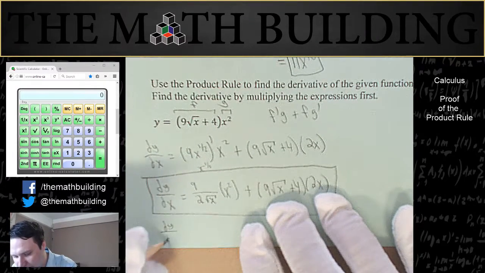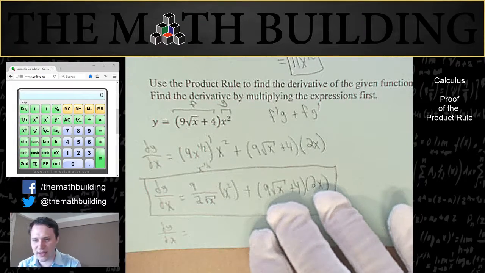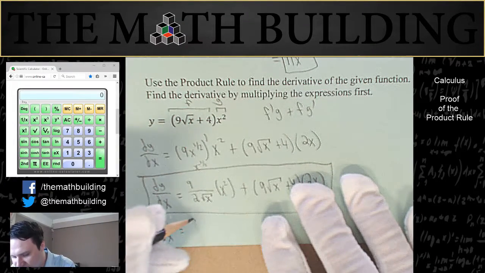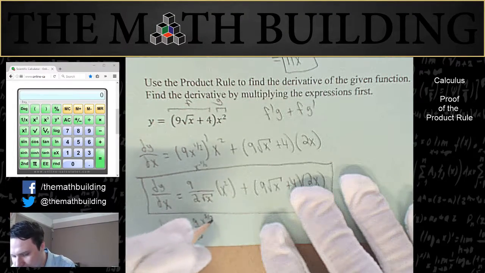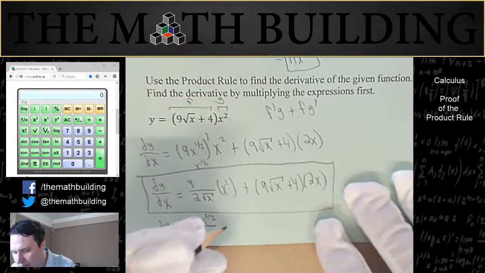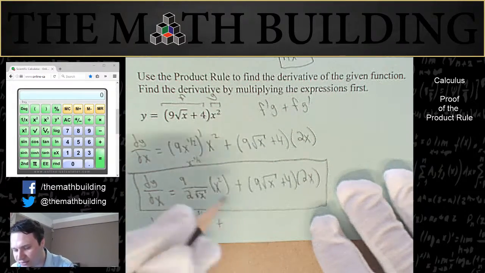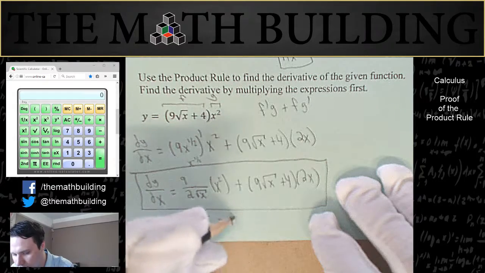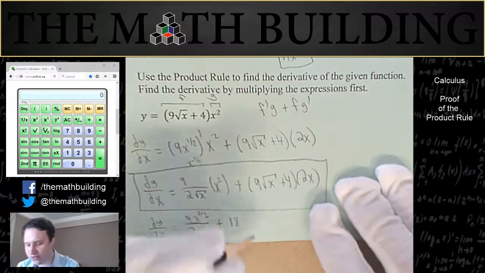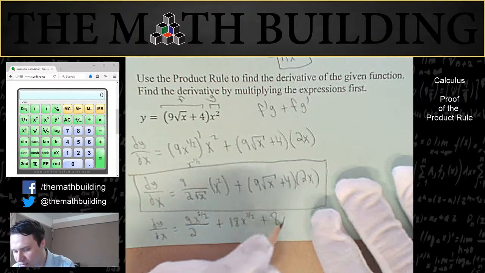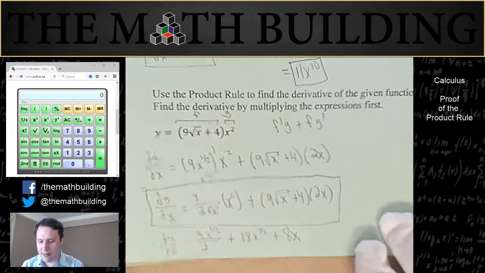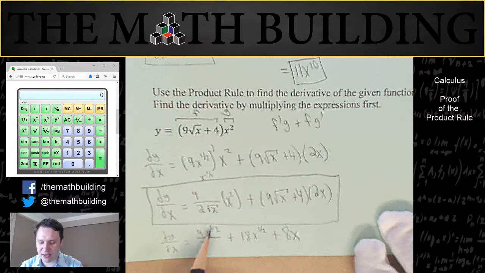But let's maybe clean it up a little bit. X squared will cancel with the square root of x, which would give us 9/2. And then on the top, we'd have x to the 3/2 plus 2x times 9 root x would be 18. And the square root of x times x would also be x to the 3/2. Plus 4 times 2x would be 8x. So again, I did 2 minus 1/2 to get 3/2. And here we did 1/2 plus 1 to get 3/2. And then 4 times 2x was 8x.